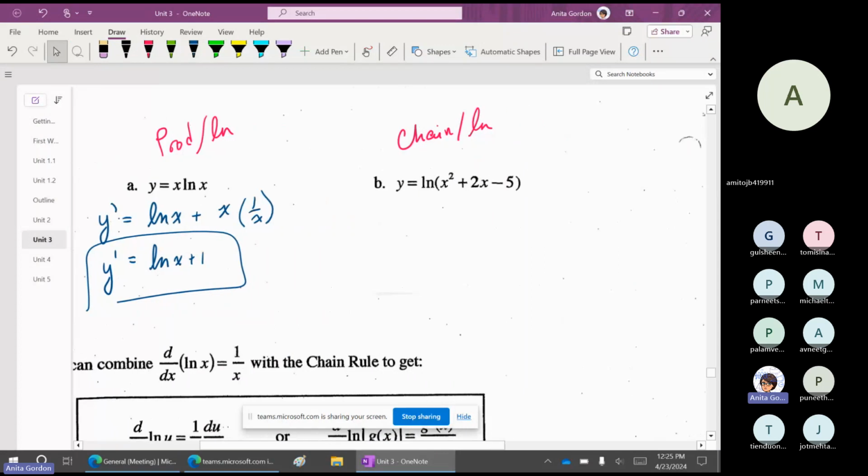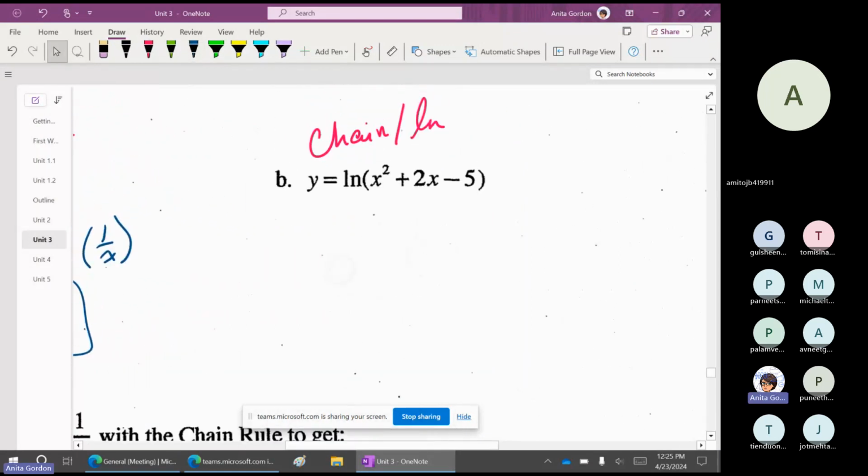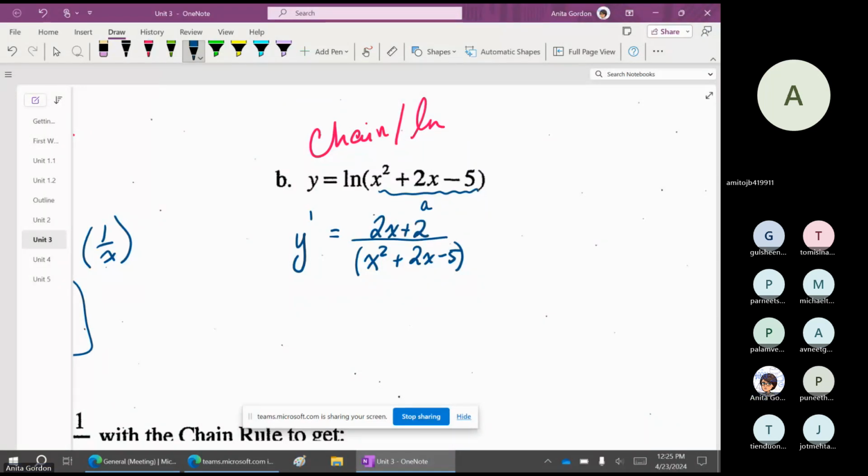Okay, going over to this one here. So chain rule, right? Call this a. Now I'm going to skip the step and do it in our heads. y prime will be 1 over the inside, x squared plus 2x minus 5, times the derivative of the inside. What's the derivative of the inside? 2x plus 2. Now I can do this in my head.